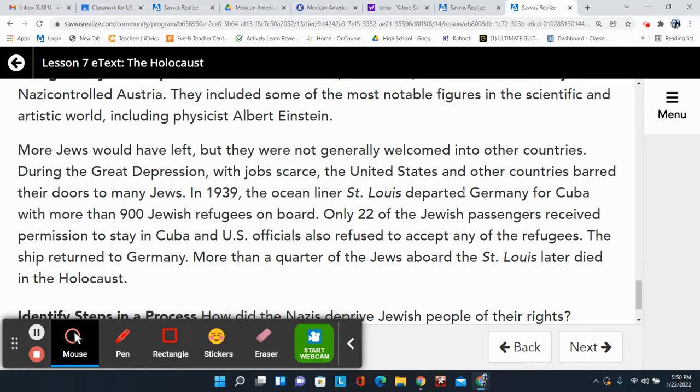In 1939, the ocean liner St. Louis departed Germany for Cuba with more than 900 Jewish refugees on board. Only 22 of the Jewish passengers received permission to stay in Cuba, and U.S. officials also refused to accept any of the refugees. The ship returned to Germany. More than a quarter of the Jews aboard the St. Louis later died in the Holocaust.